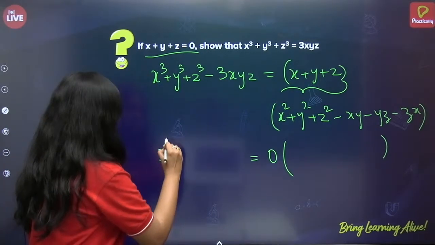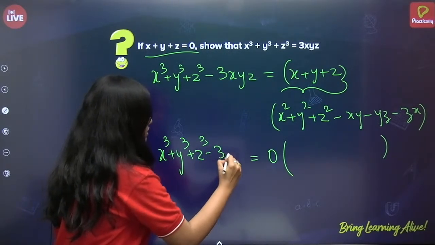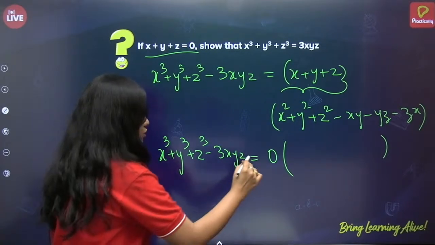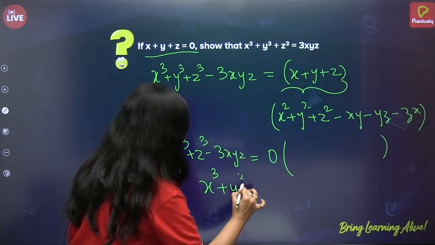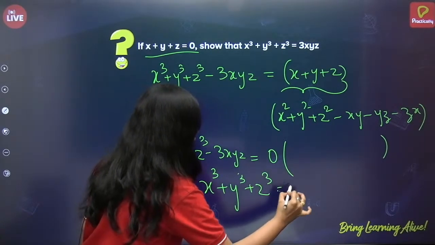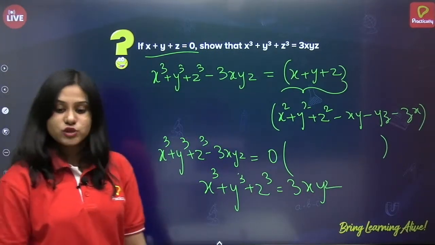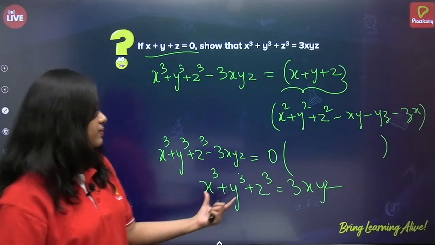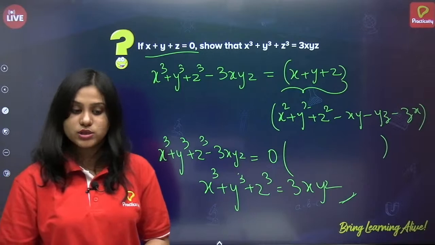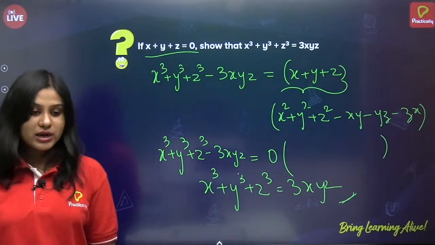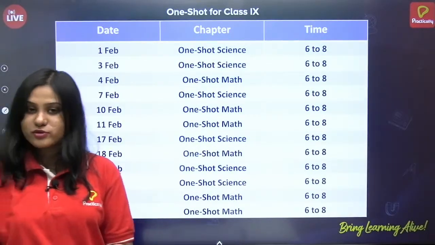So this is x cube plus y cube plus z cube minus 3xyz, and this is 0. So just transpose: x cube plus y cube plus z cube is equal to 3xyz. Hence, we have shown that x cube plus y cube plus z cube is equal to 3xyz when x plus y plus z is equal to 0. I hope you have understood it. I hope you understood the entire session because this is the last problem of today's session.